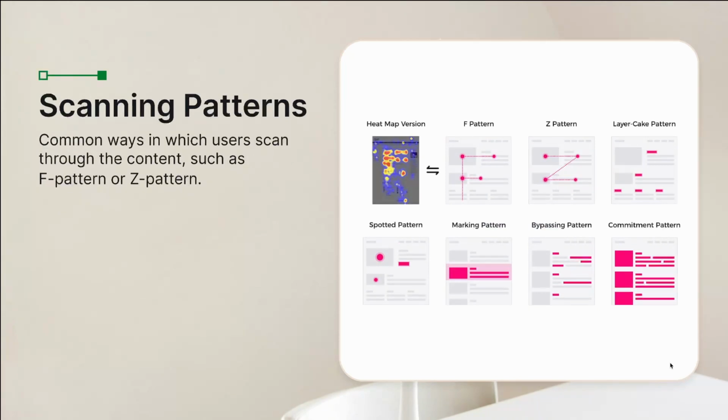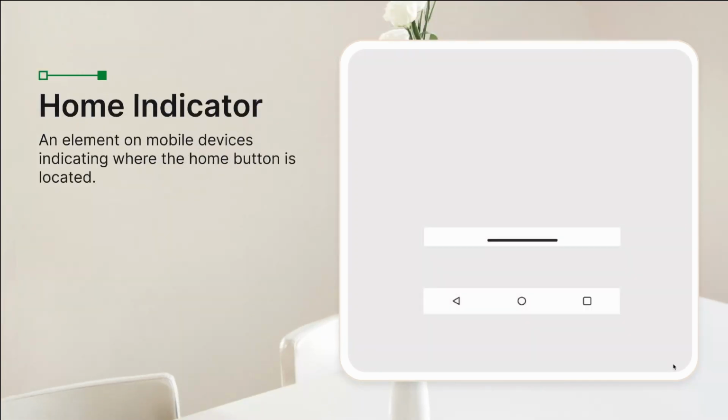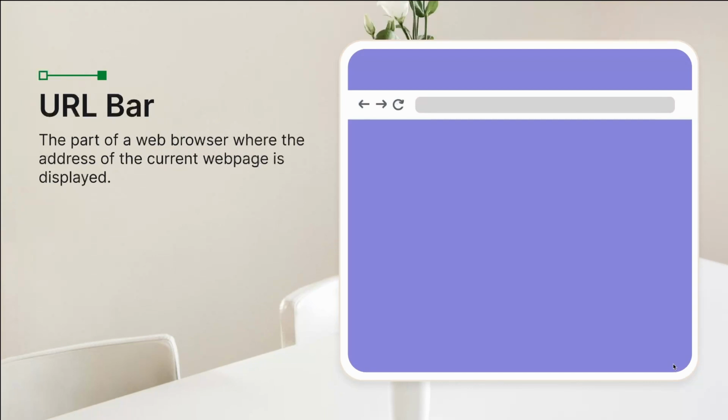Scanning pattern, common ways in which users can scan through the content, such as F pattern or Z pattern. Status bar, a bar at the top of a screen displaying system status and notifications. Home indicator, an element on mobile devices indicating where the home button is located. URL bar, the part of web browser where the address of the current web page is displayed.